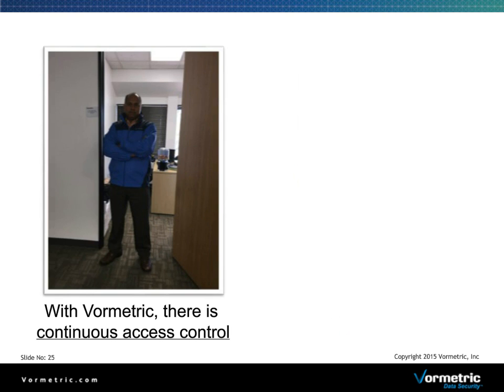So what does it look like with Vermetric Transparent Encryption? It's much different. Yes, we encrypt everything. Yes, you need a key to have access. But that's just the start. There's another important step: we have continuous access control. So even once you have the key, assuming you could get the key, you still need to pass through some policy in order to get access to the data.